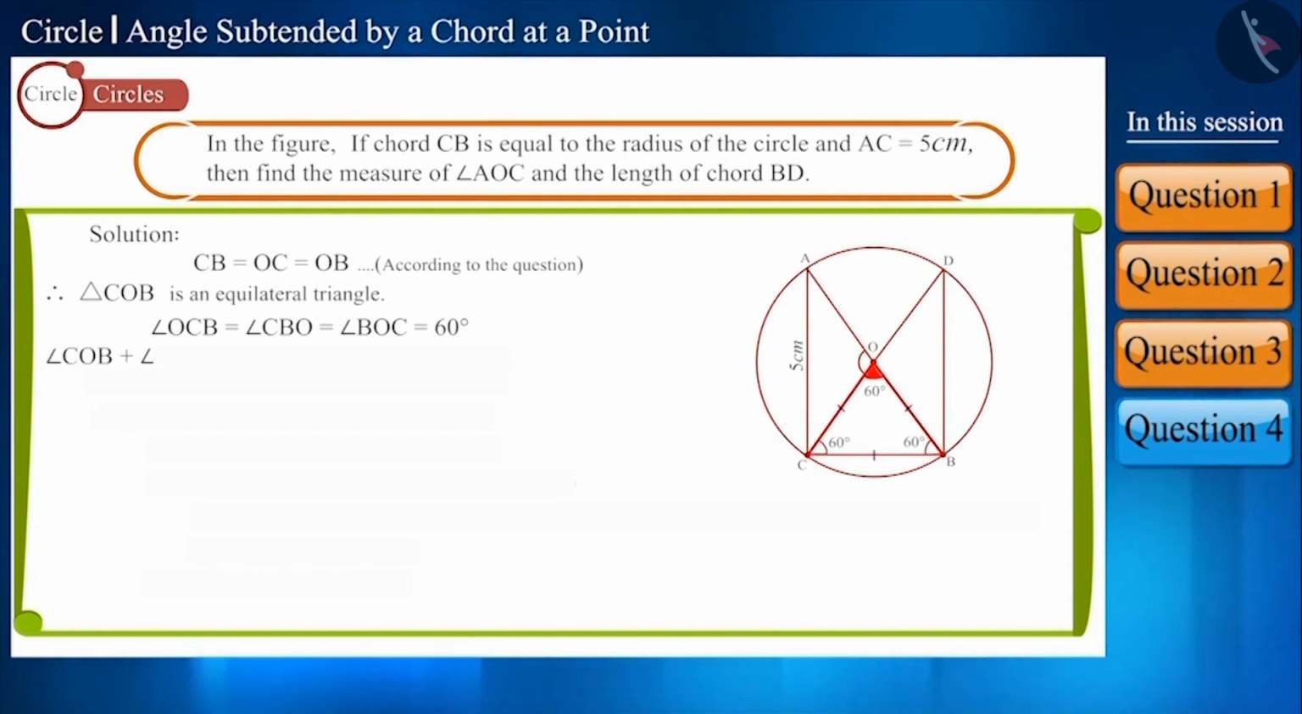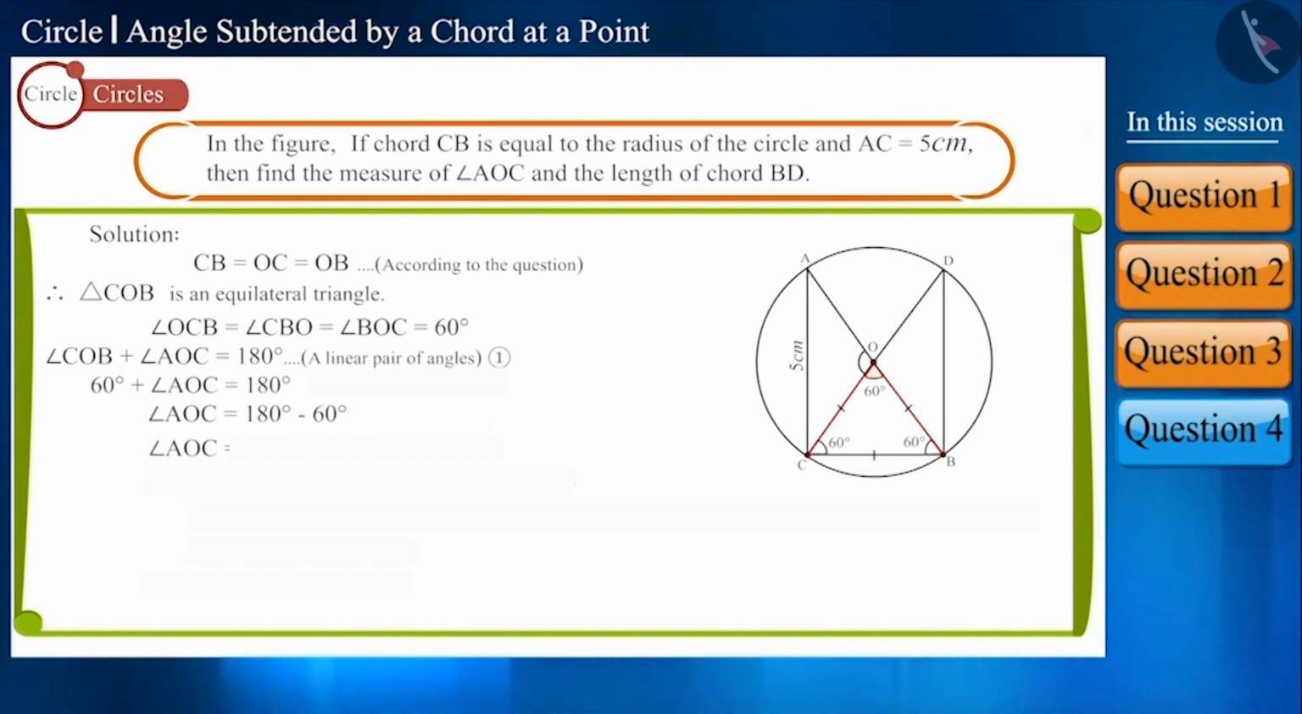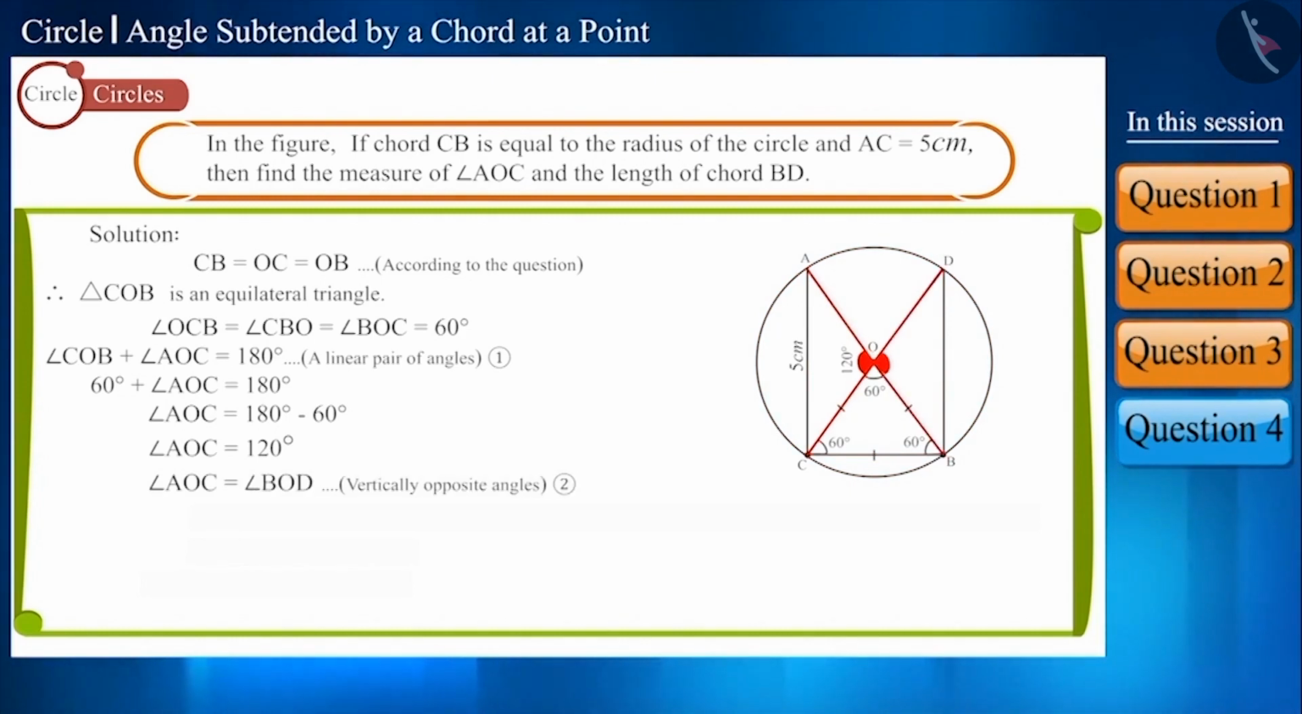According to the figure, these two angles make a linear pair of angles. Thus, by placing the measure of angle COB, we get the measure of angle AOC as 120 degrees. Friends, look at the figure carefully. Angle AOC and angle BOD are vertically opposite angles. So, they both will be equal.